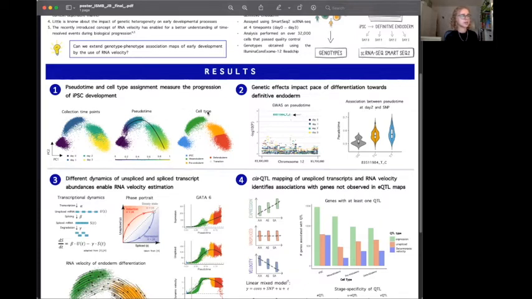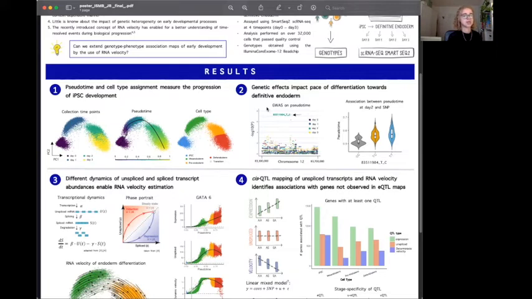Then the last step was to assign a cell type to all of the cells. And we did that using the time point of collection and also the pseudo-time that we assigned before. After we've quantified the differentiation progress, we asked whether genetic variants impact this progression. And for this, we ran a genome-wide association study.